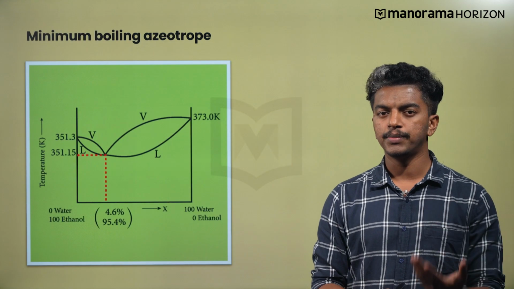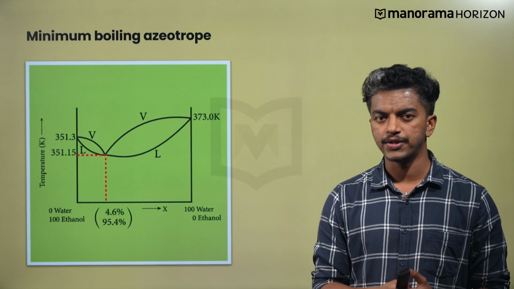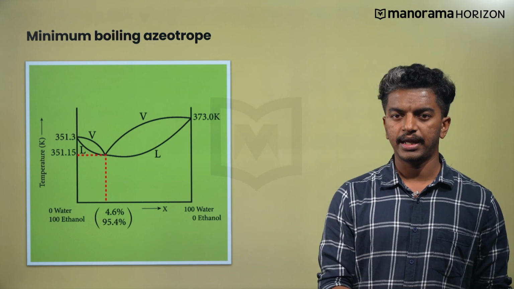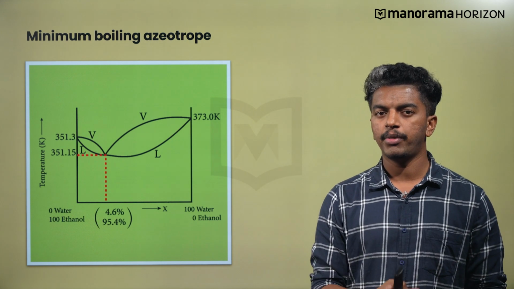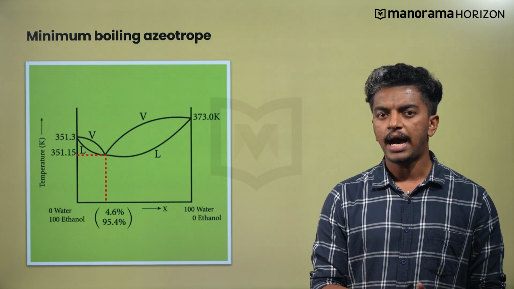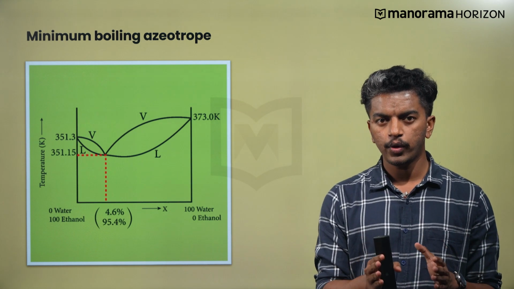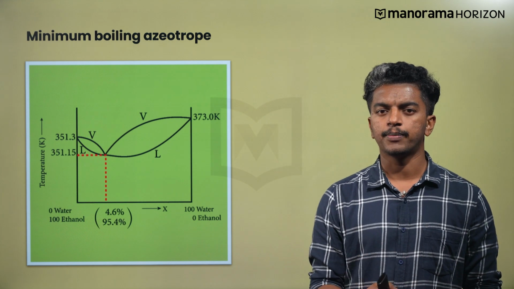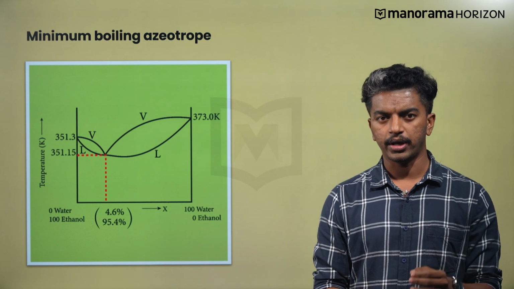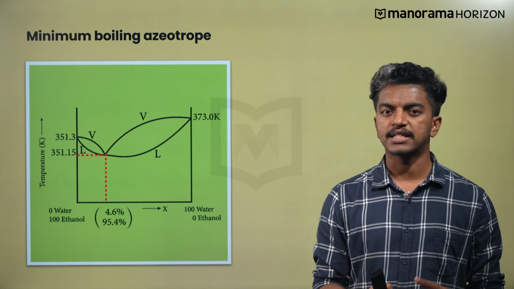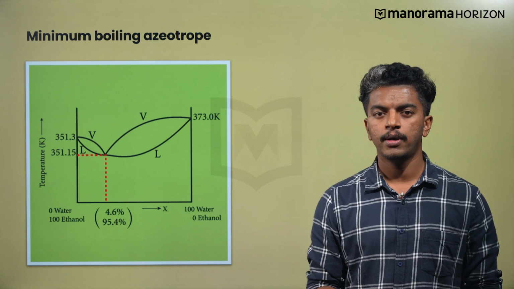Consider ethanol-water mixture formed by the fermentation of sugars. On fractional distillation, this mixture gives a solution containing 95.4% by volume of ethanol at 351.15 Kelvin. At this composition, both the liquid and the vapor have the same composition and no further separation occurs. At this point, the vapor pressure of the mixture will be maximum. Hence, this forms an example of minimum boiling azeotropes.